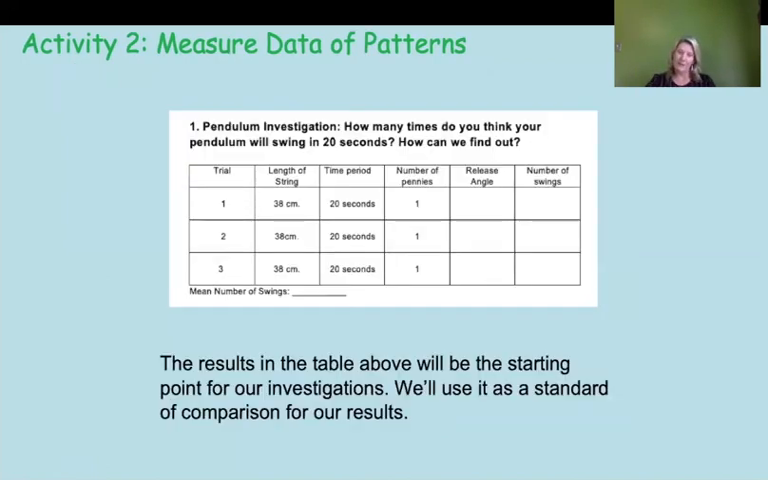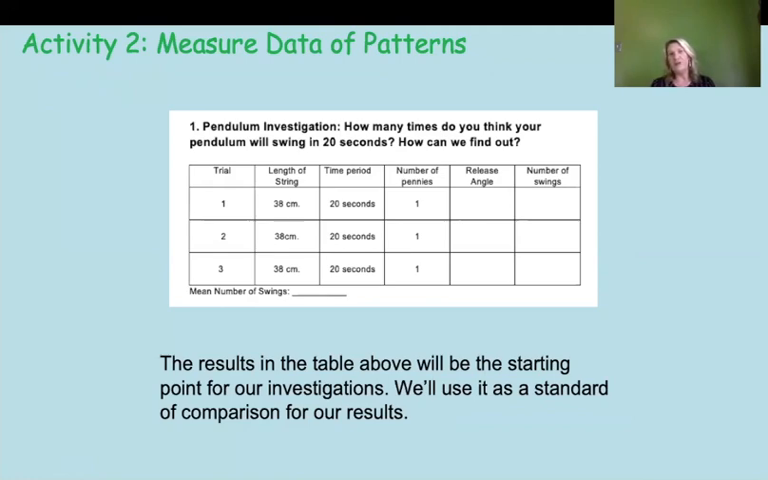And here's the table. So you should have your release angle already filled in, level with table or 90 degrees. The number of swings I have for my first trial, I have 16. My second trial, I have 15. And the third, I have 15. And then it has mean number of swings.